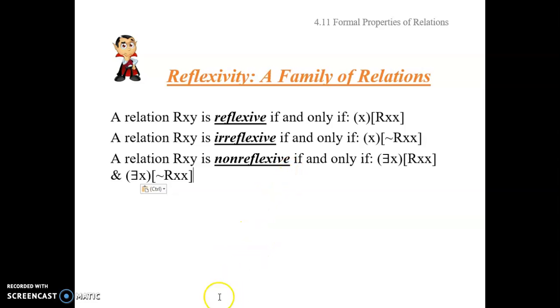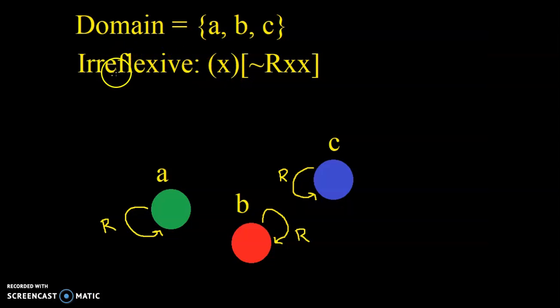So visualized, it might be like this. A moment ago we had reflexivity up here, but now we have irreflexivity, so we've got this "not" here. Everything in the domain has to satisfy this description.